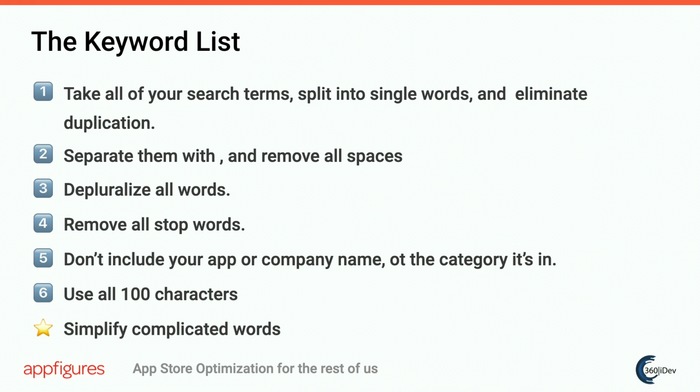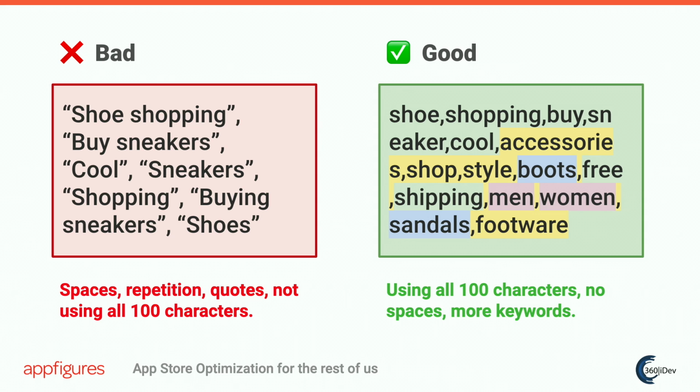So what does all of this mean? I know it sounds pretty technical. Let's look at a real example. So this is a real example from an app that helps you buy sneakers online. And so this on the left is the first set of keywords that they had in the list.